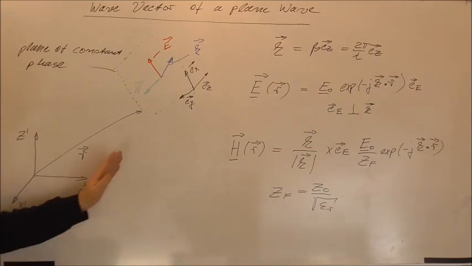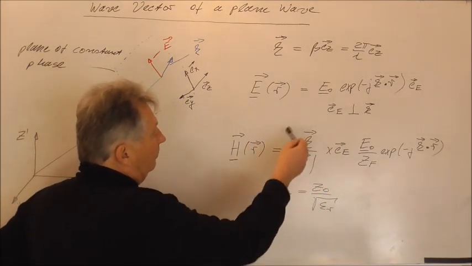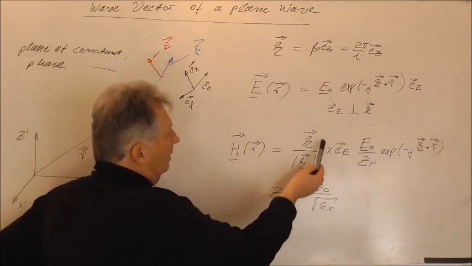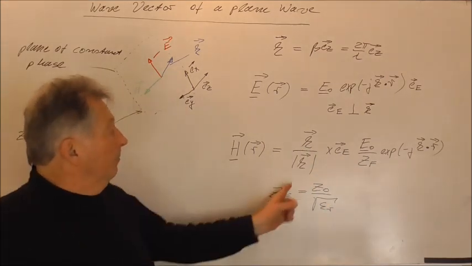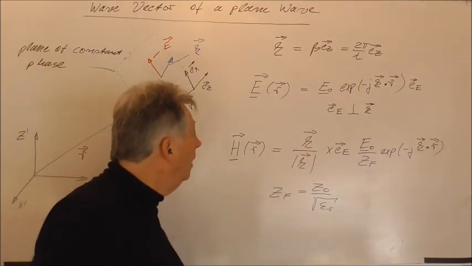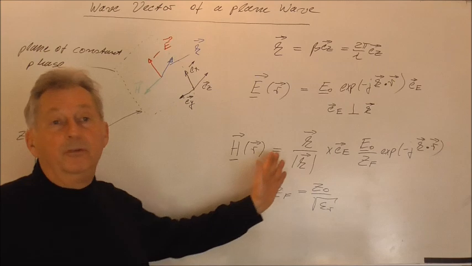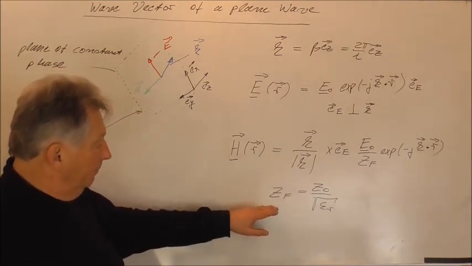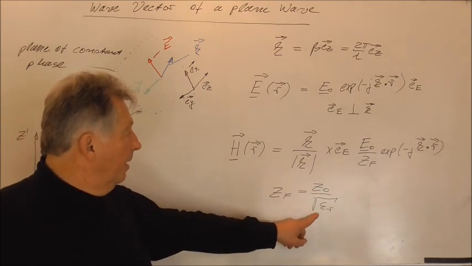And if I formulate the same for the magnetic field, then I know the magnetic field will always be perpendicular to the E field and also be perpendicular to the direction of propagation. So this will be the formula for the magnetic field of an arbitrary wave, and here we again have the wave vector and the field impedance, which is Z0 divided by epsilon r.